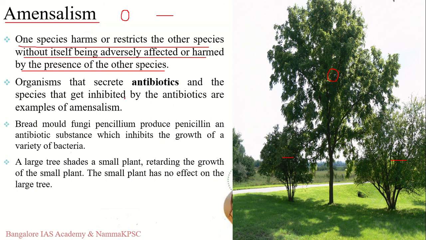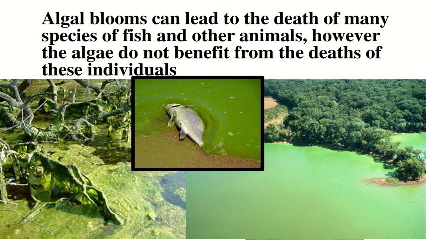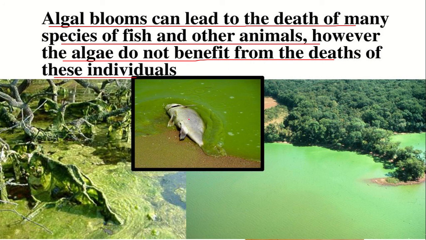Please do try to understand this relationship, because you might always get questions where an example might be given between different organisms and the interaction between them. Then you'll have to identify if it is mutualism, commensalism, parasitism, or amensalism. So this is another example where algal blooms can lead to the death of many species of fish and other animals, where the algae will not benefit from the death of fish, but obviously the fish is being affected as it is dying.